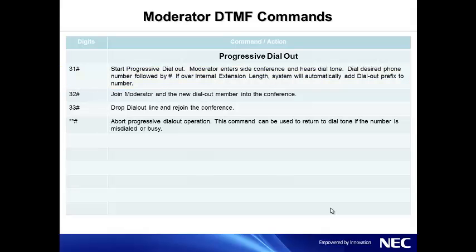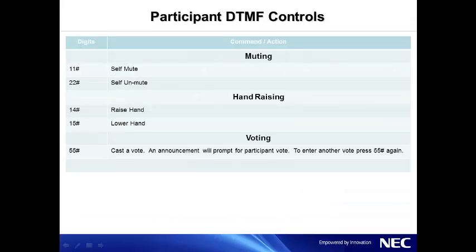If the far side answers and is available to join the conference, the moderator will use 32 pound to rejoin the conference and bring the dial out line with them into the conference. If the person is not reached or is not able to join the conference, the moderator will drop that line and rejoin the conference using 33 pound. If at any time the moderator misdials or wishes to return to dial tone, they can use *pound, which will take them back to dial tone, unless they are at dial tone, in which case *pound will return them to the conference.